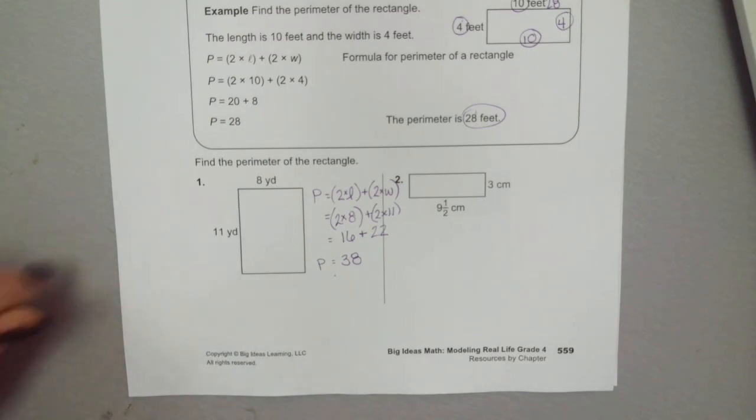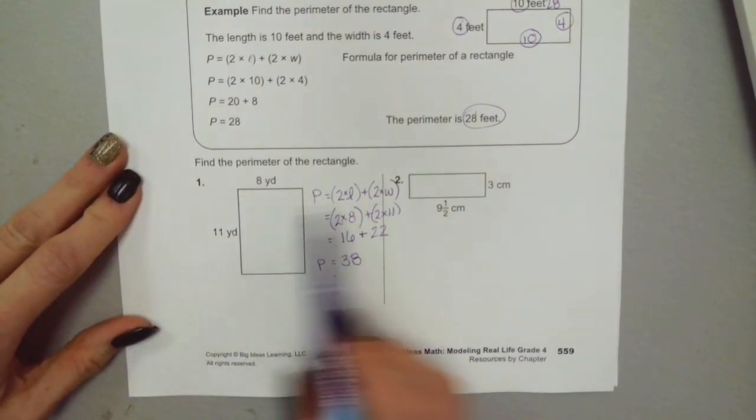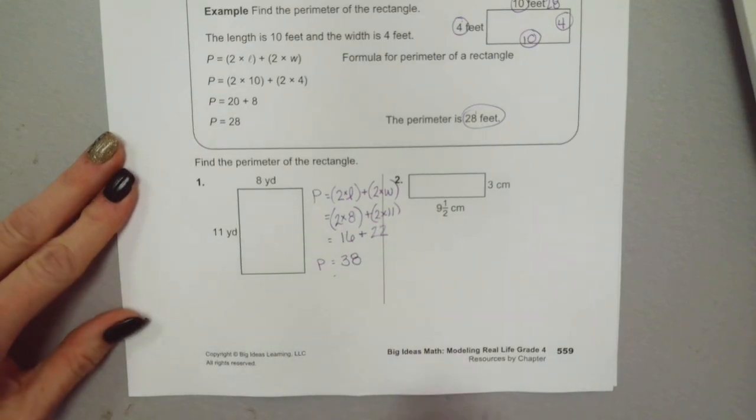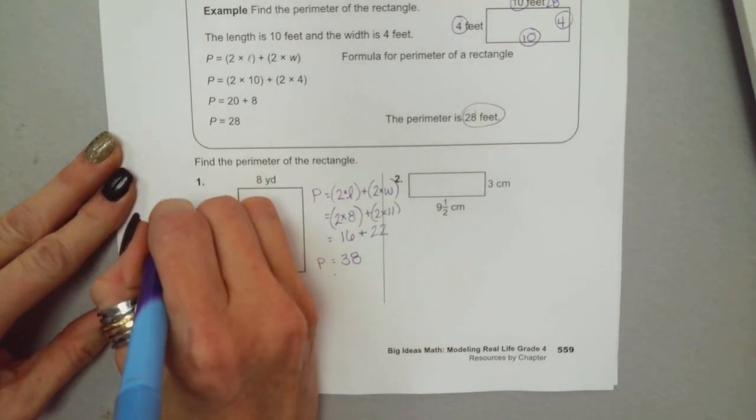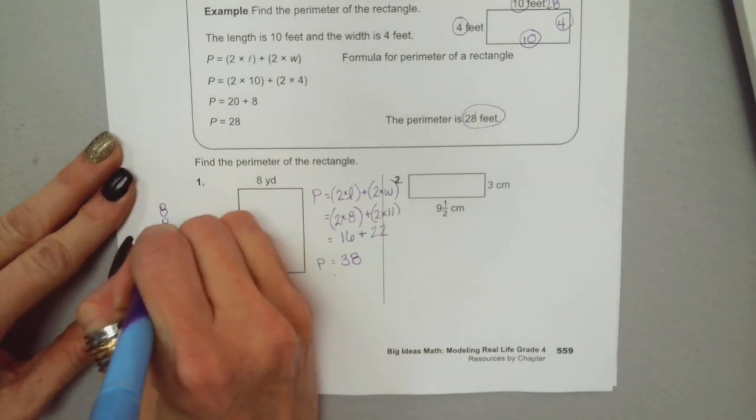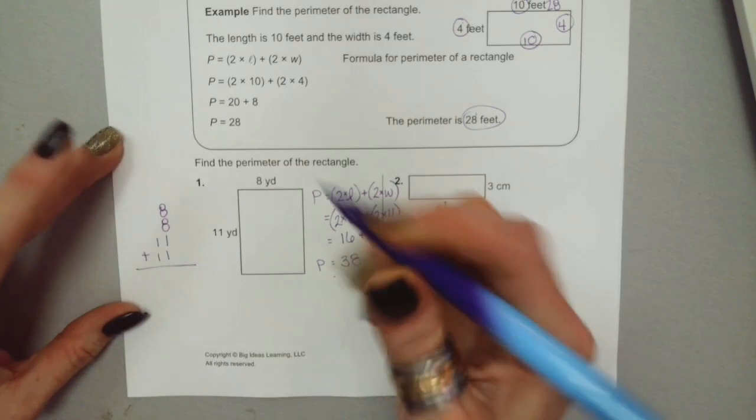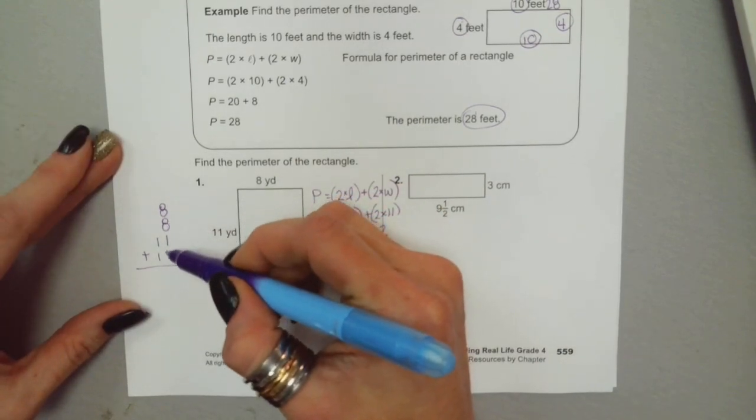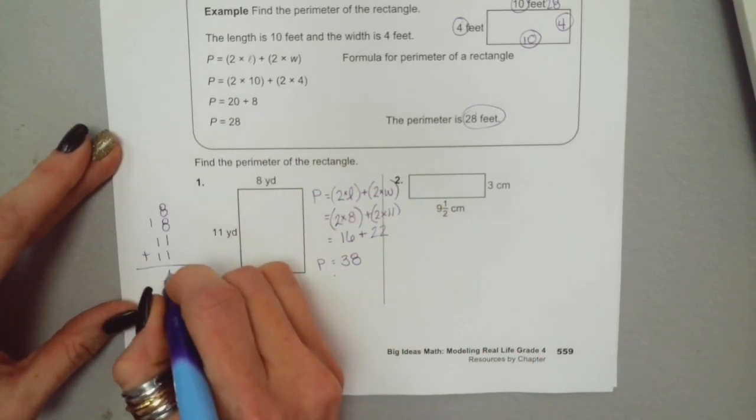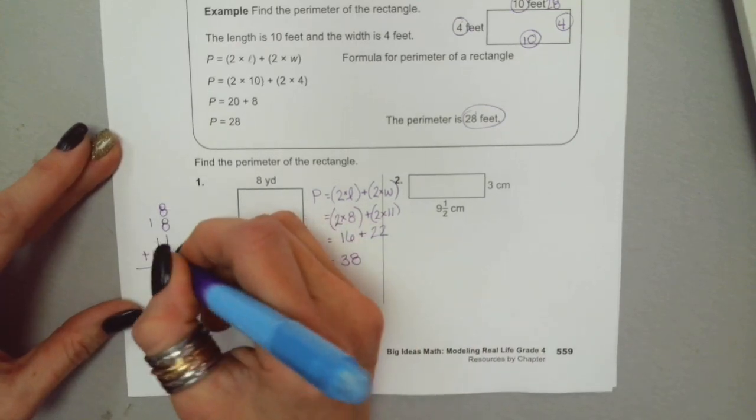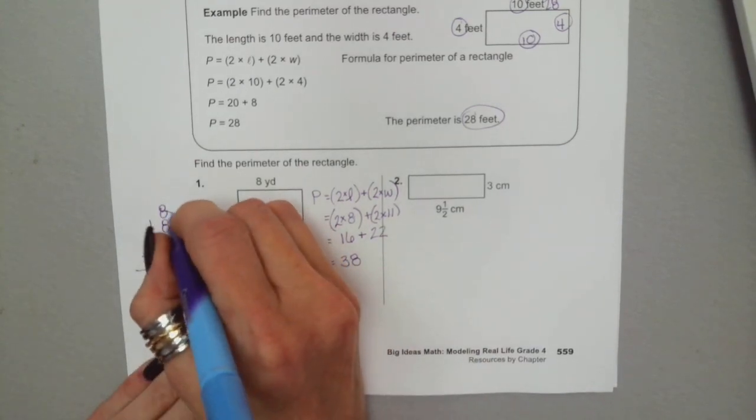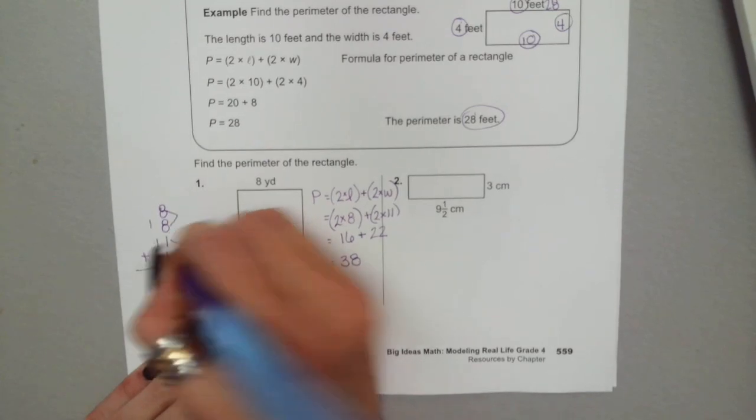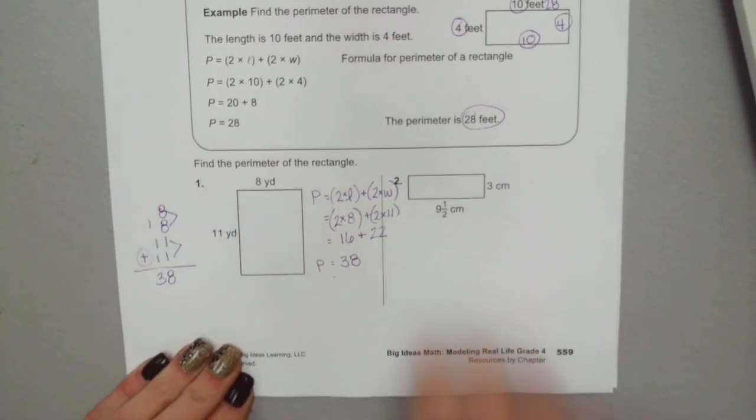Yes. Now the other way to do it, if you're looking at this and it's not doing it for you, and I understand, we can do 8 plus 8 plus 11 plus 11, and we'll get the same answer. 8 plus 8 is 16, and 11 plus 11 is 22. We will get the same answer either way, because again, we're taking 2 lengths, 2 widths, and adding them together.